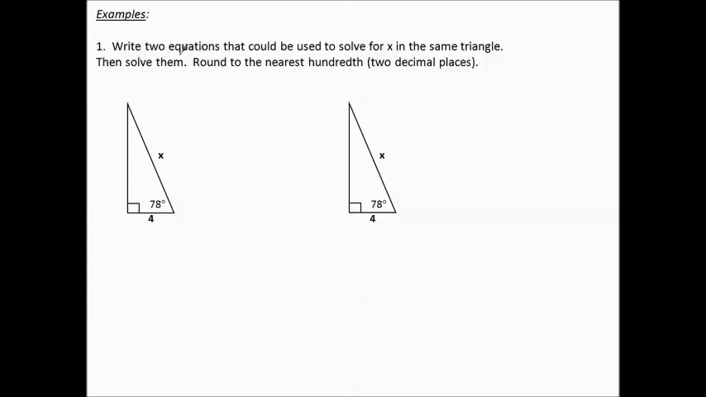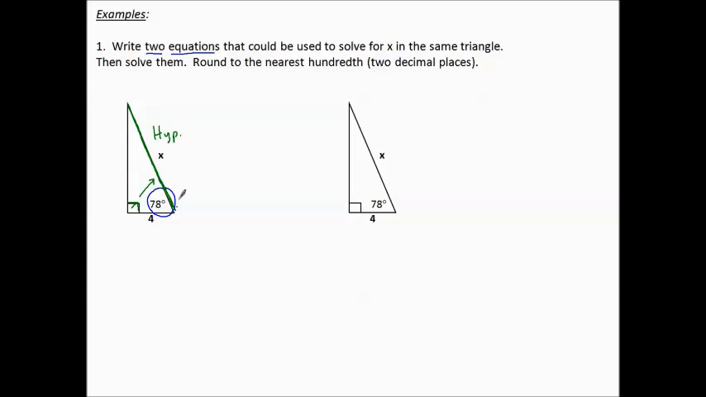Write two equations that could be used to solve for x in the same triangle. Now, it looks like I gave you two triangles, but really, I just want you to be able to label them differently. So in the first triangle, we're going to look from this acute angle and label the appropriate sides. First, we use our right angle as an arrow to point to the hypotenuse. This side right here across from the right angle is the hypotenuse. So let's label that hypotenuse.